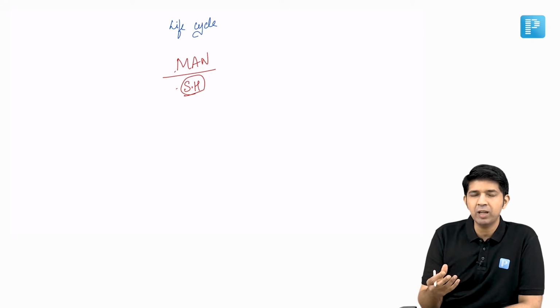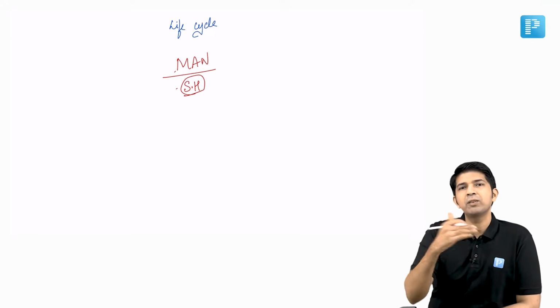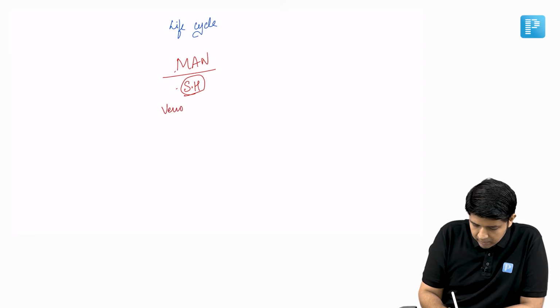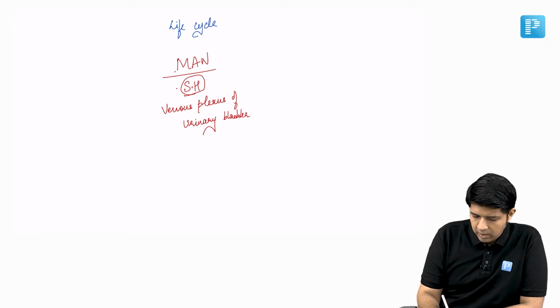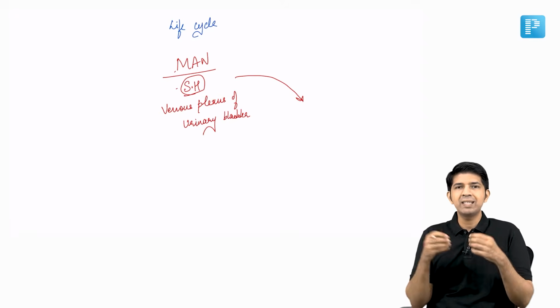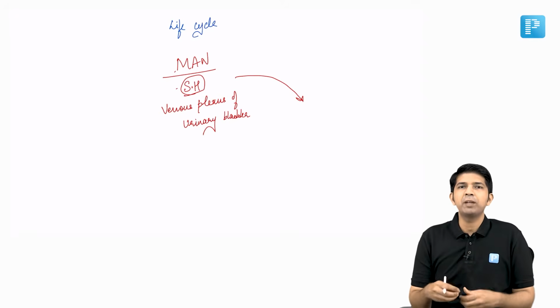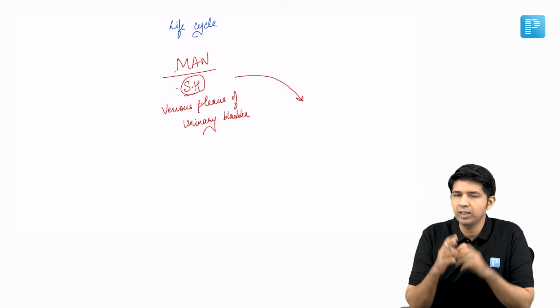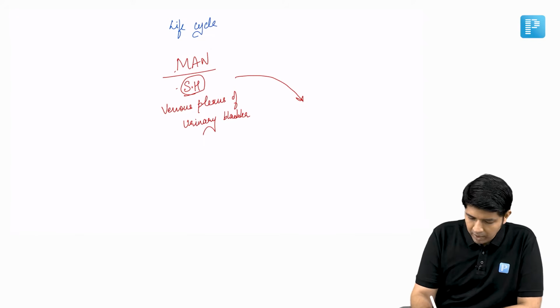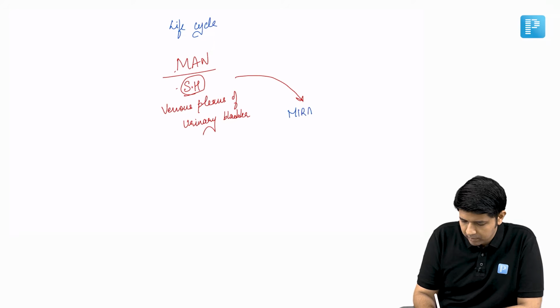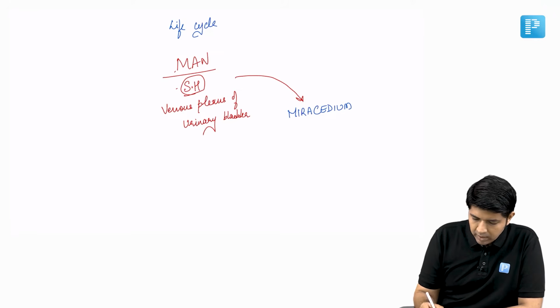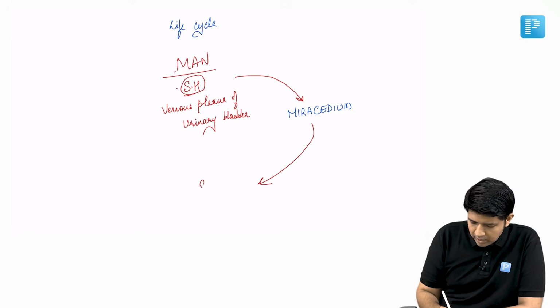So this has a special affinity to the blood vessels, and this is basically the venous plexus of the urinary bladder. Now this Schistosoma haematobium, which is inside the bladder, will start multiplying. It will produce eggs, and these are excreted in the urine. So when they are coming out, they become what we call a miracidium.